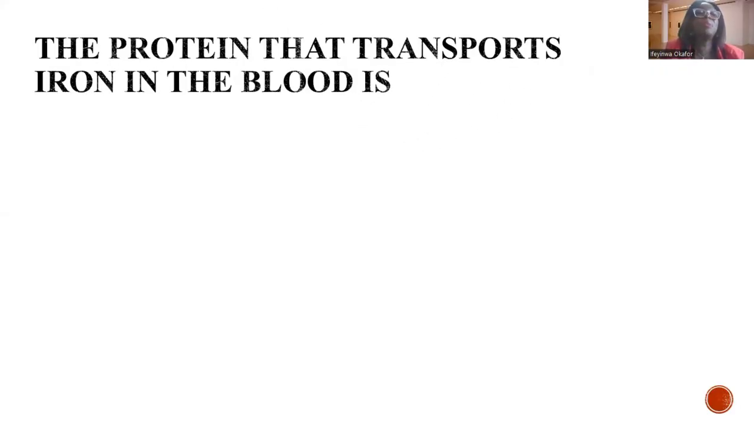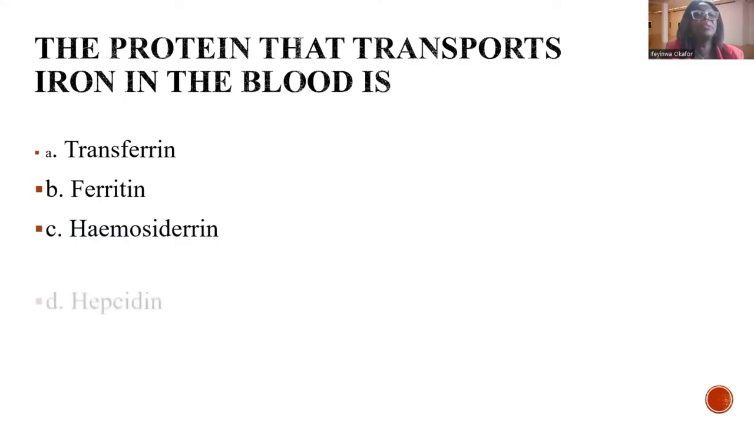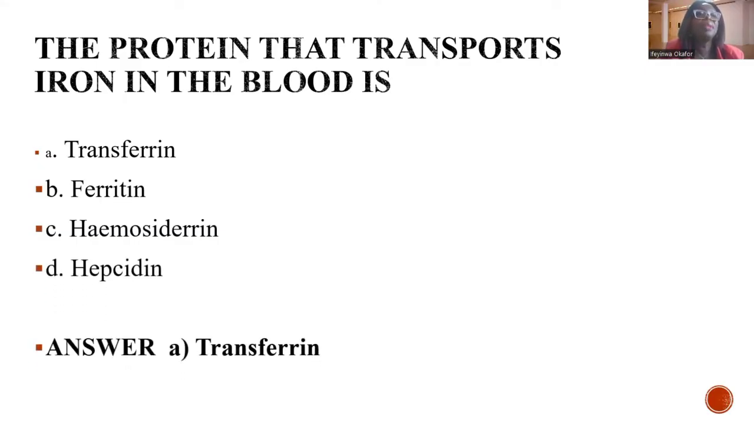The protein that transports iron in the blood is, we have transferrin, ferritin, hemosiderin, hepcidin. Answer, A, transferrin. Transferrin is the protein that transports iron in the blood.